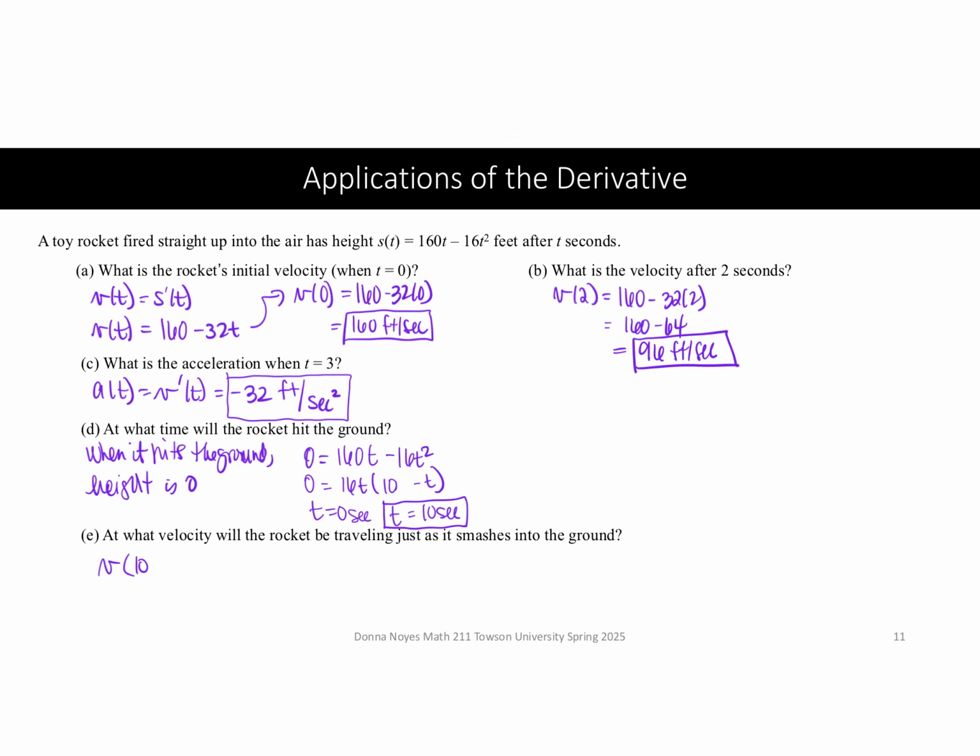So if we look at v of 10 seconds, we're going to have 160 minus 32 times 10, which is 160 minus 320, which gives us a negative 160 feet per second. So it flew off the ground at a positive 160 feet per second, and after 10 seconds, it's smashing back into the ground at a negative 160 feet per second. So I'm hoping at some point some of you will take some physics classes and get to experiment with some of this projectile motion.